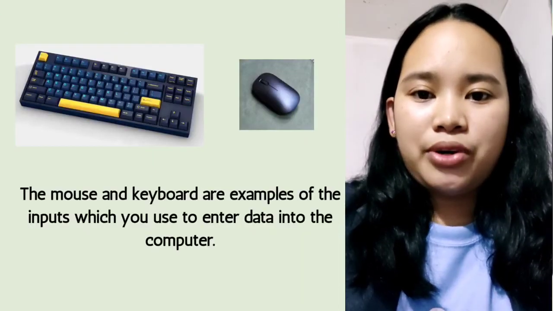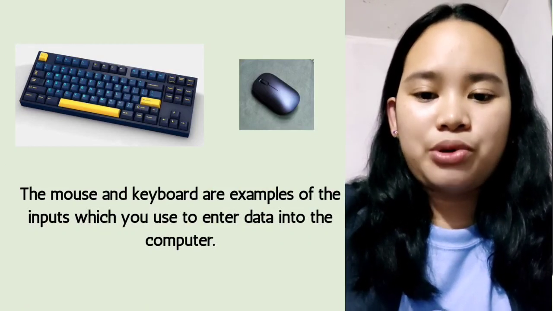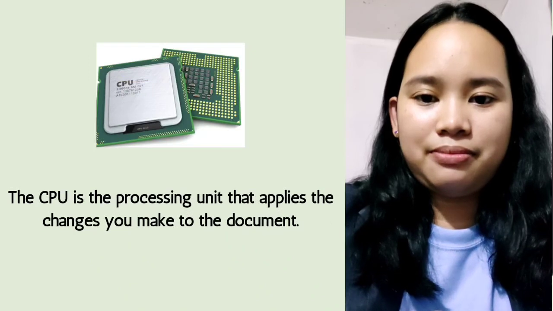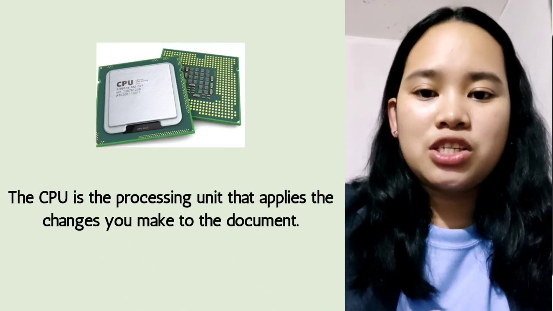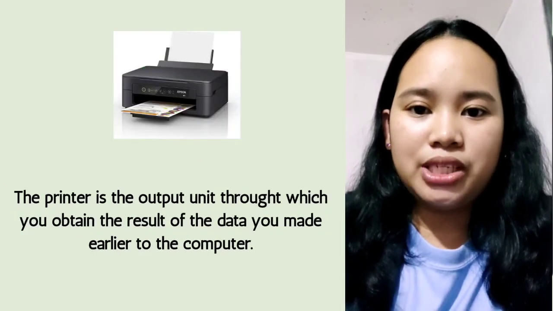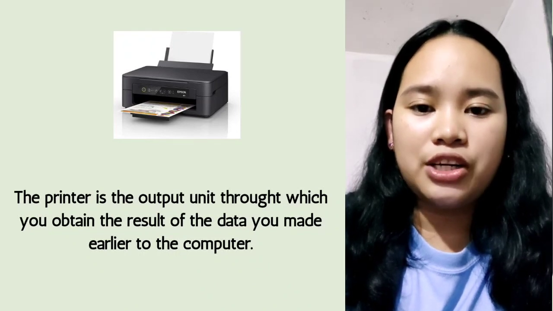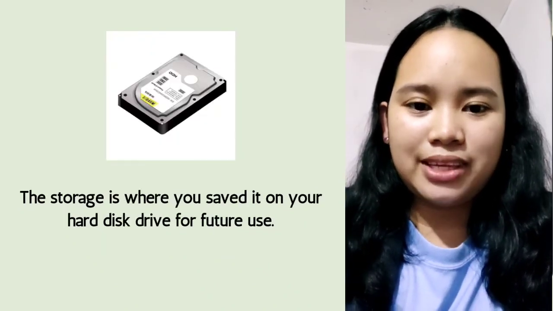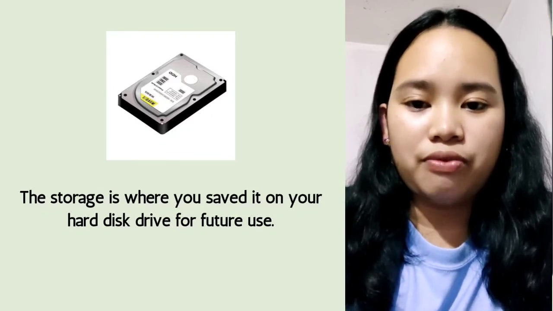The mouse and the keyboard are examples of the inputs which you use to enter data into the computer. The CPU is the processing unit that applies the changes you make to the documents. The printer is the output unit through which you obtain the result of the data you made earlier to the computer. Then, the storage is where you save it on your hard disk drive for future use.